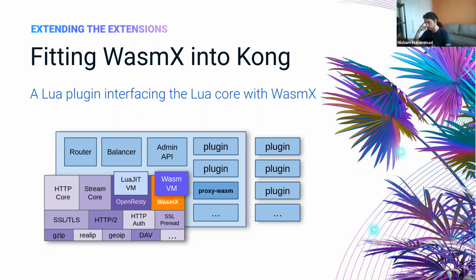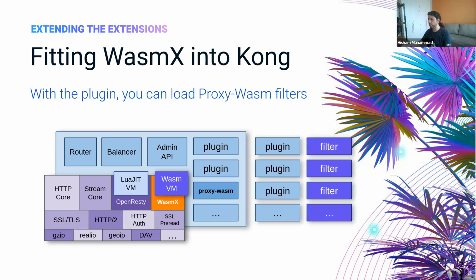There, in darker blue, I added a new plugin to the picture called Proxy-Wasm, because that is the API that is being exposed to end users. With that Proxy-Wasm plugin, you can now load Proxy-Wasm filters, which are essentially a new way of extending Kong. Besides extending it with Lua plugins, you should now be able to extend it with Proxy-Wasm filters, which are themselves written in any language that happens to have a Proxy-Wasm SDK, which in turn implements the Proxy-Wasm binary interface for WebAssembly. So all of those languages that I mentioned earlier would pretty much apply.